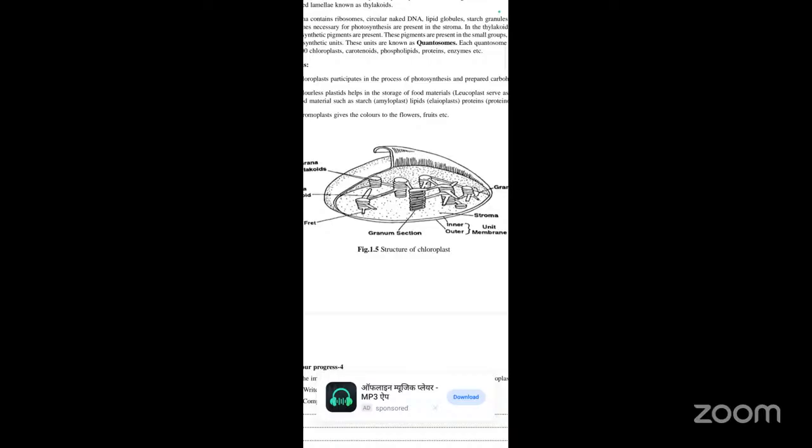The fluid mosaic model was proposed by S.J. Singer and G.L. Nicolson in 1972. According to this model, proteins are dispersed within the bimolecular lipid layer in the form of a mosaic. Mosaic means a zigzag manner. It is just like proteins as icebergs floating in a lipid sea.